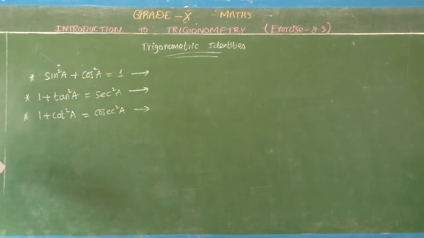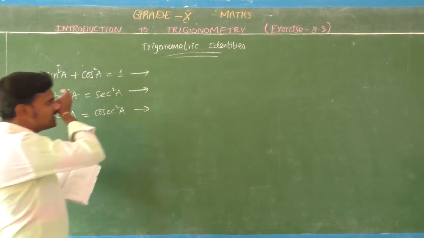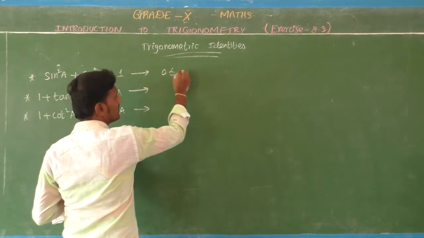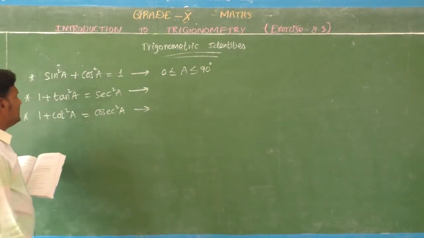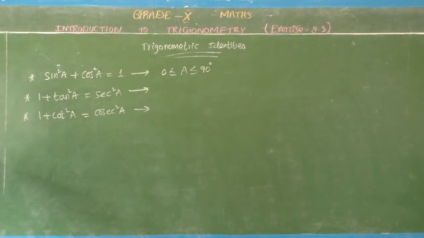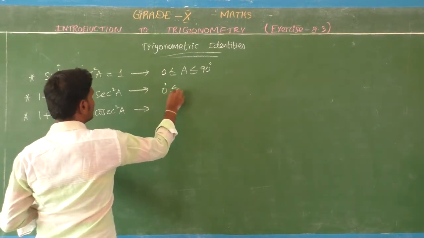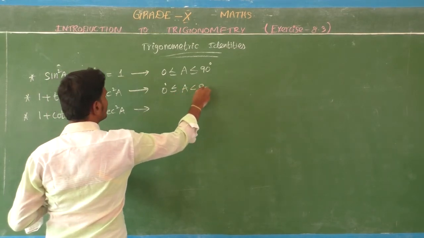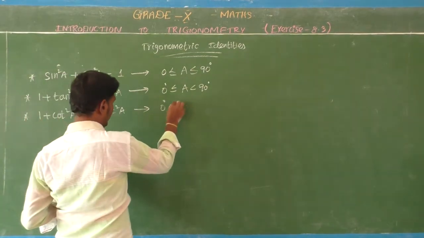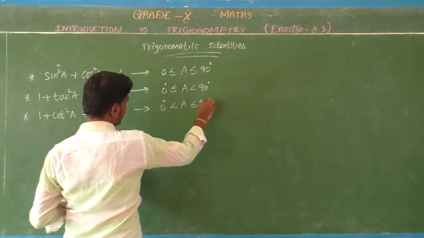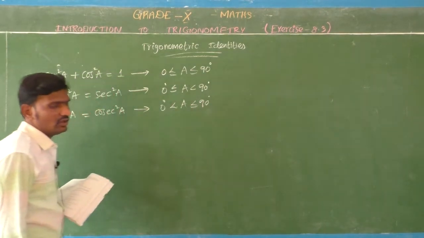So these three identities are satisfied for some of the angles only. The first identity is satisfied for everything, which is 0 degree less than or equal to A less than or equal to 90. The second identity, 1 plus tan square theta, is possible only for 0 degree less than or equal to A less than 90 degree. Then the third one, 1 plus cot square theta equal to cosecant square theta, is satisfied only for 0 degree less than A less than or equal to 90 degree.